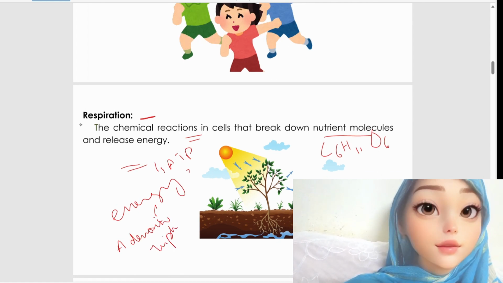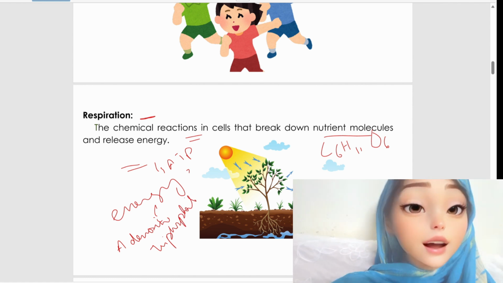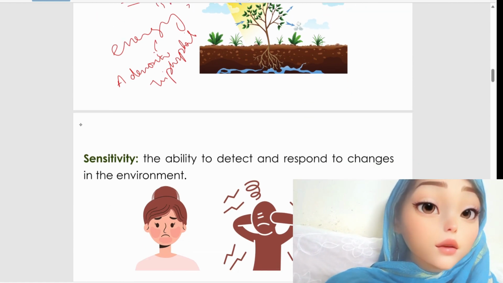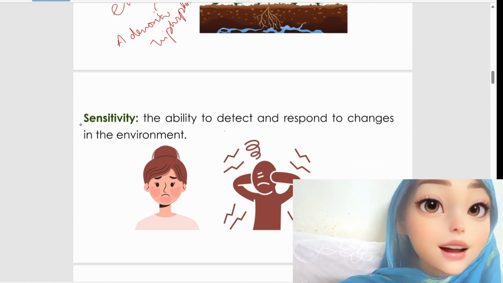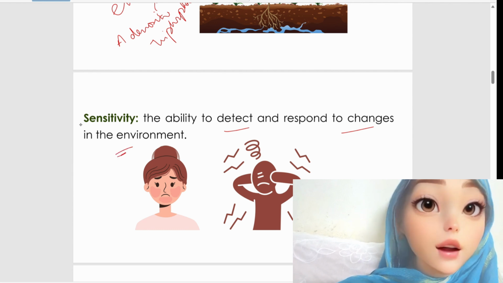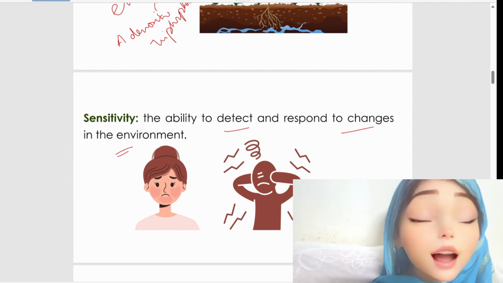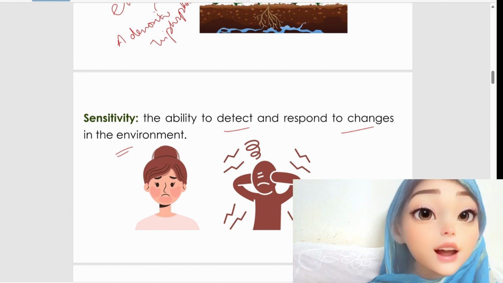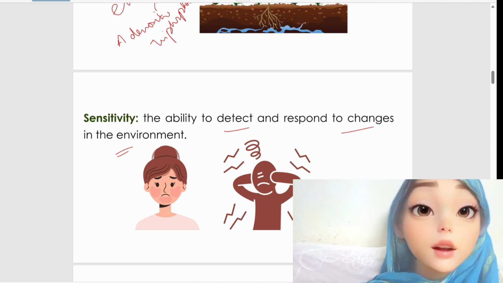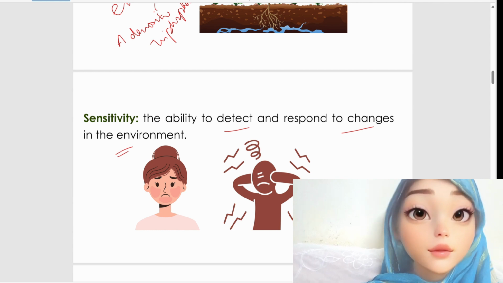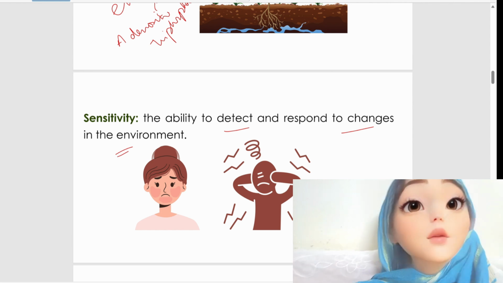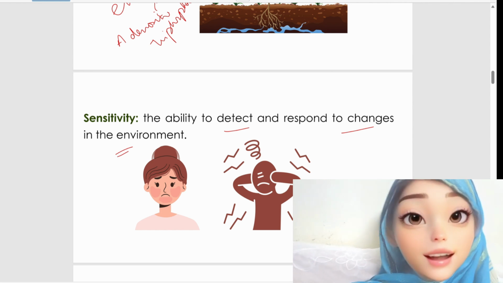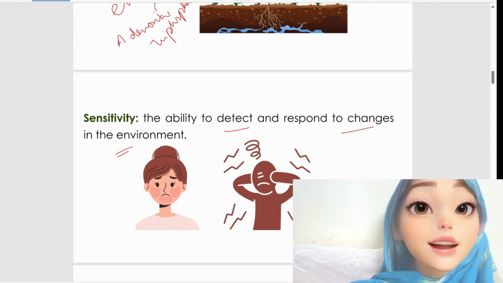Here is sensitivity. So sensitivity is the ability to detect and respond to changes in the environment. So sensitivity is basically to detect any change in the environment, and that change could be external or internal. For external change, for example, when you are sitting in an environment where the loudness is too high, that is unbearable for you, so you may change your position. It means that you are producing a response according to the change. So this here is sensitivity.